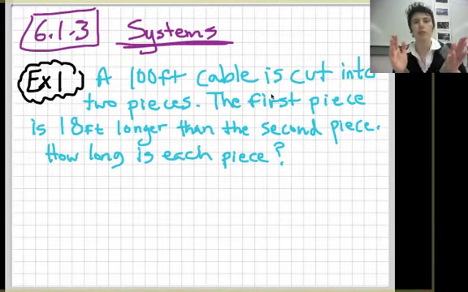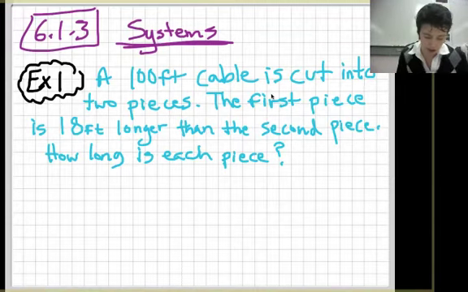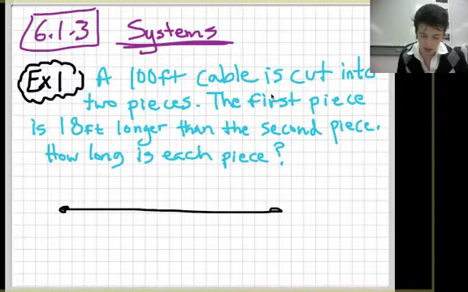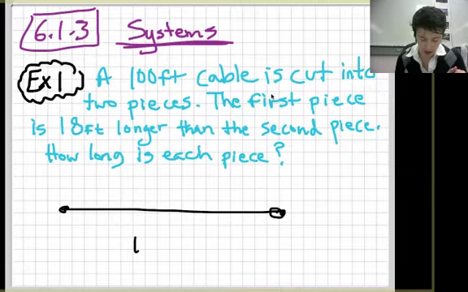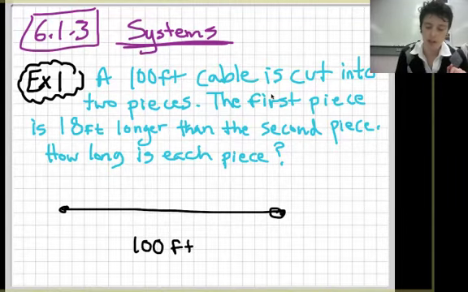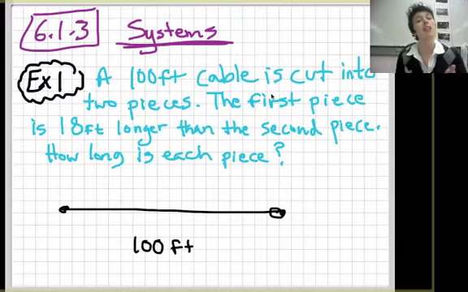We have this 100-foot cable. I'm going to draw it on here. Here's the cable. It goes from here to here. And it's 100 feet long, so the whole entire thing is 100 feet. And somebody comes along and decides that they're going to cut the cable. They're going to find a spot and cut it. So let's say they cut it right here.